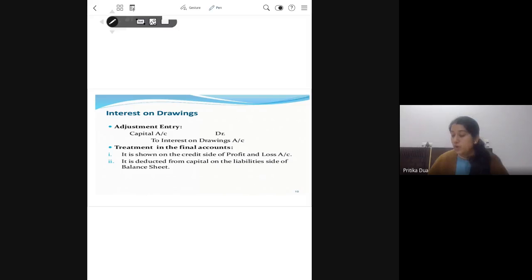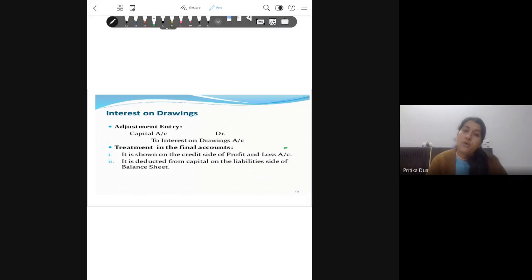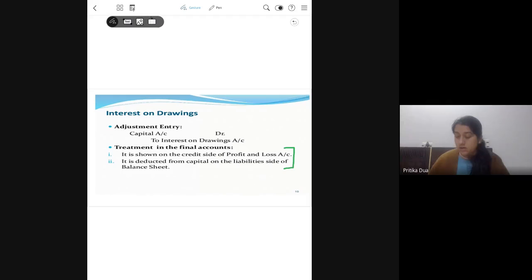So this is shown on the credit side of the profit and loss account. Also, since drawings are deducted from the capital, interest on drawings is also deducted from the amount of capital. So interest on capital expense है, while interest on drawings is an income for the business. We move to the next adjustment.